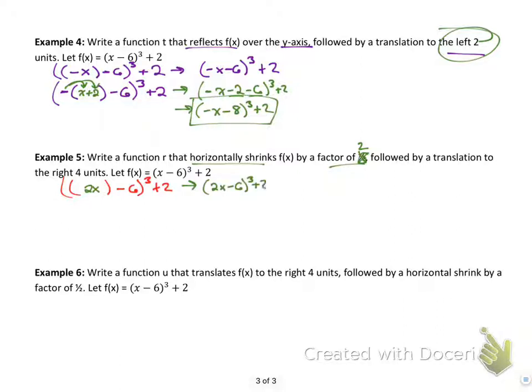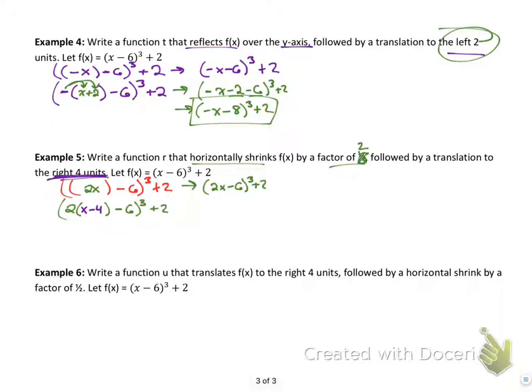But I'm not done, because I'm also moving to the right 4 units. To the right 4 units. That's very important. So I'm going to take this equation. Because it's moving to the right, it goes inside again. So we take the equation, and instead of x, we're going to put parentheses. So we have 2 parentheses minus 6 cubed plus 2. And it's going to the right 4, so it's going to be x minus 4.